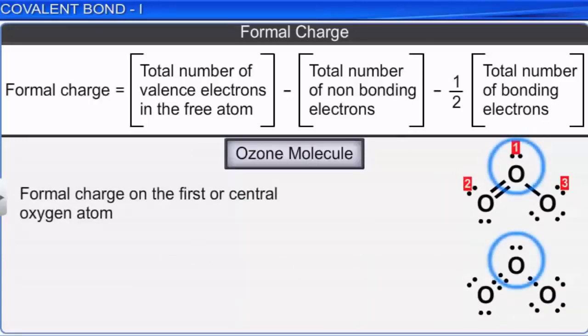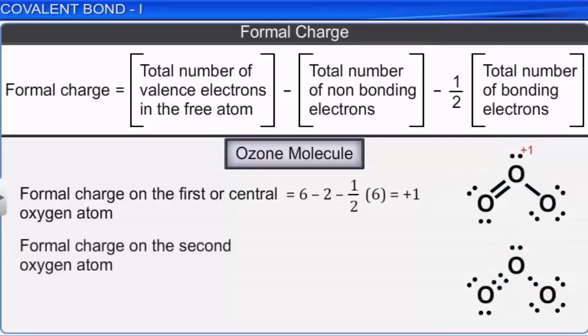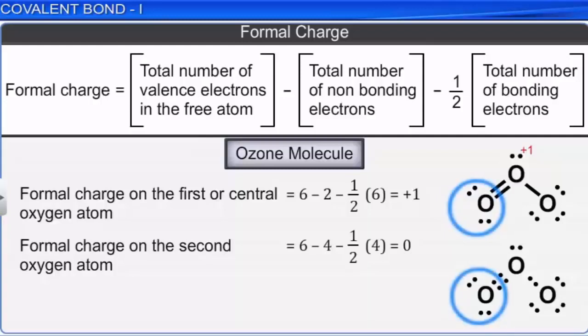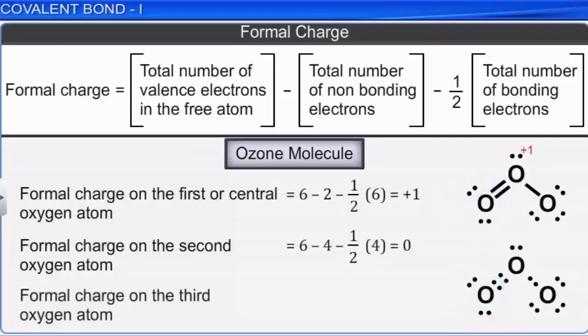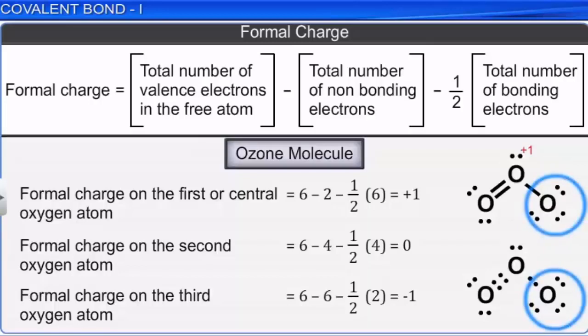The formal charge on it is equal to 6 minus 2 minus half multiplied by 6, which is equal to plus 1. The formal charge on the second or doubly bonded oxygen atom is 6 minus 4 minus half multiplied by 4, which is equal to 0. The formal charge on the third or single bonded oxygen atom is 6 minus 6 minus half multiplied by 2, which is equal to minus 1.